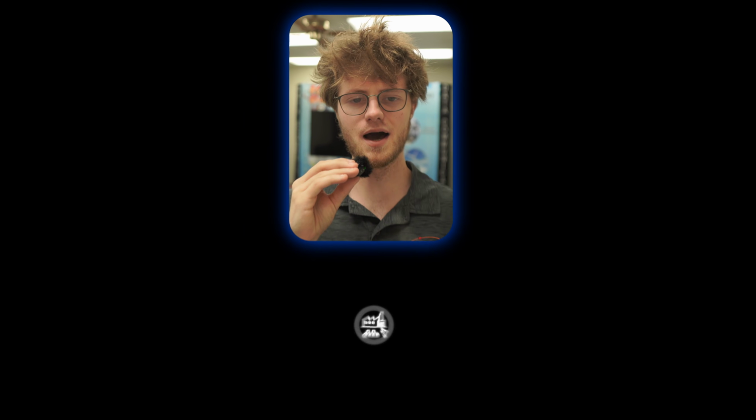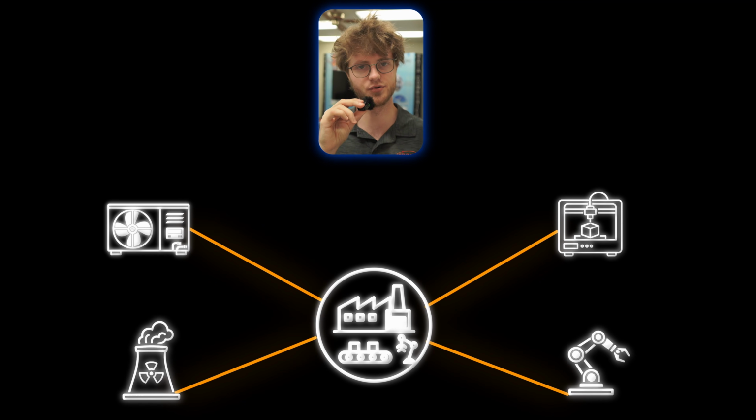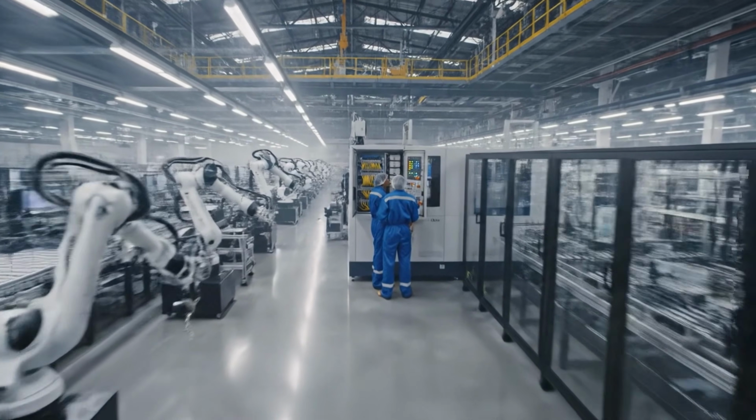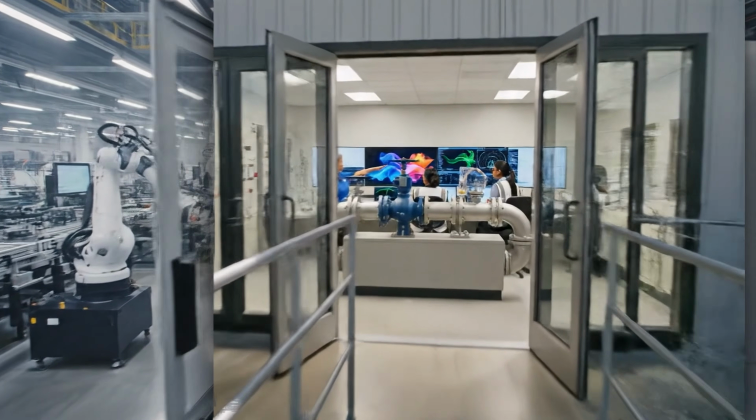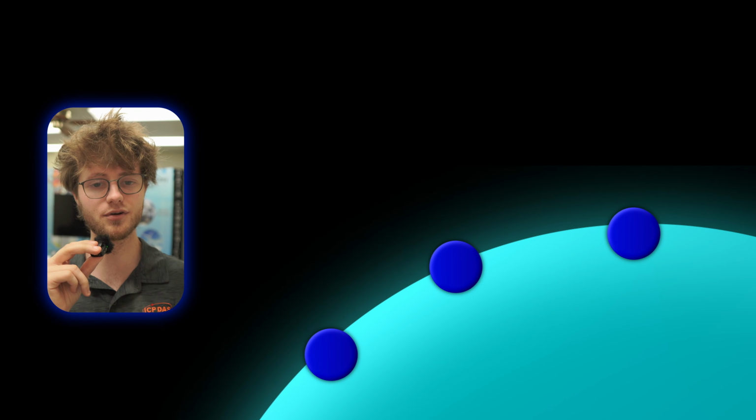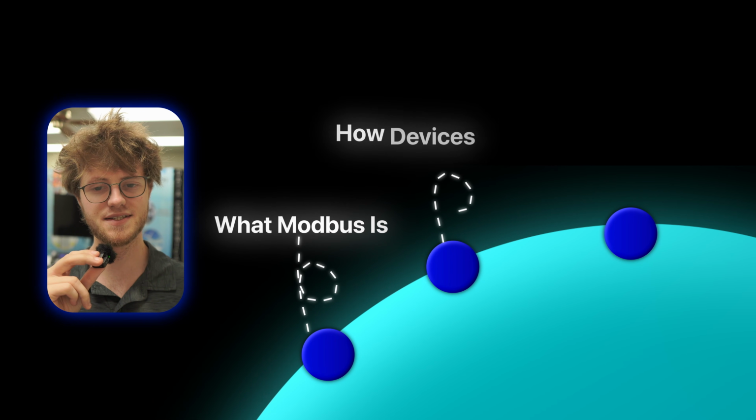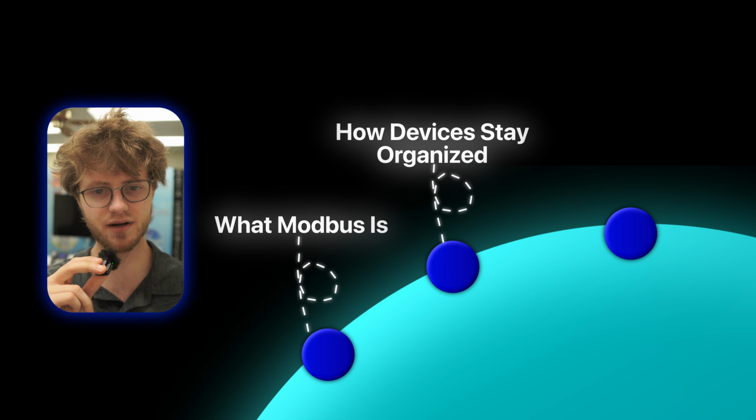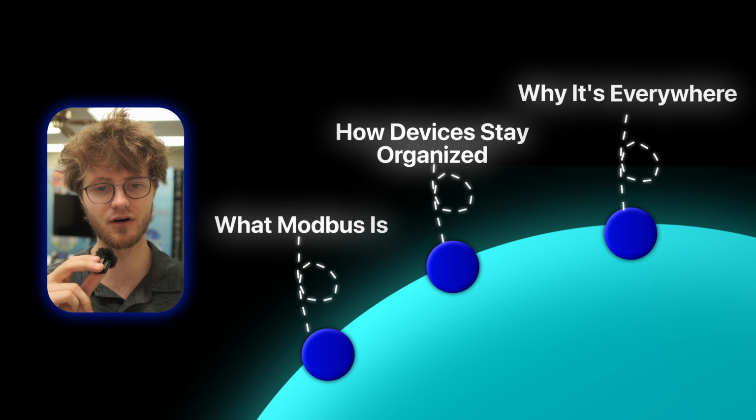Modbus is one of the most common communication protocols in industrial automation. It's been running factory floors, water treatment plants, and oil and gas facilities for over 40 years. In the next 2 minutes, you'll learn what Modbus is, how devices stay organized on a shared network, and why it's still the protocol engineers run into on almost every job.